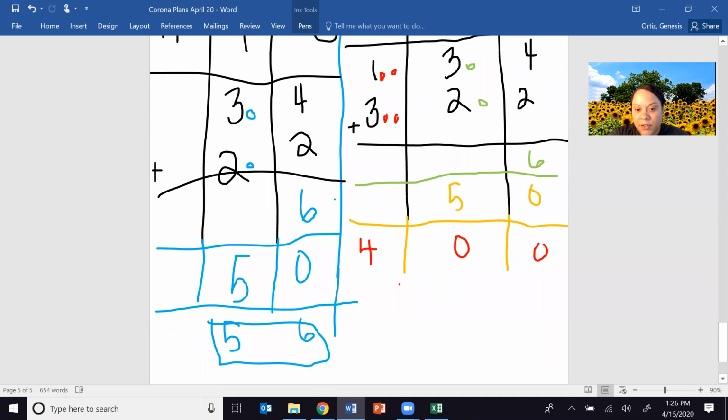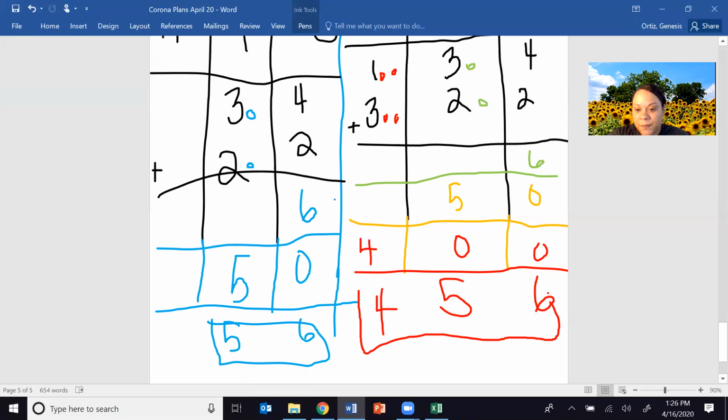Now I can add up my partial sums. Here is 6 plus 0, which is just 6. 5 plus 0 is 5, and it's just 4. 456. So this is my answer.